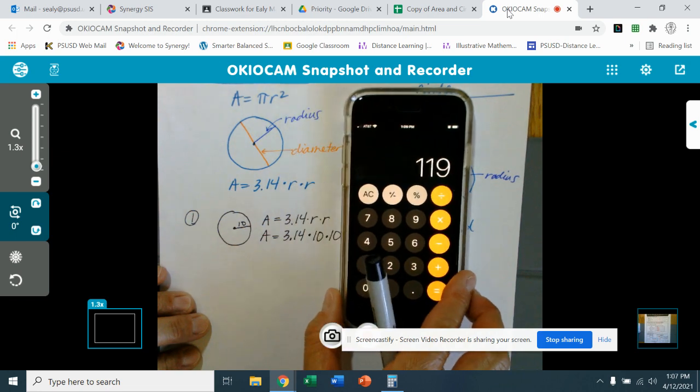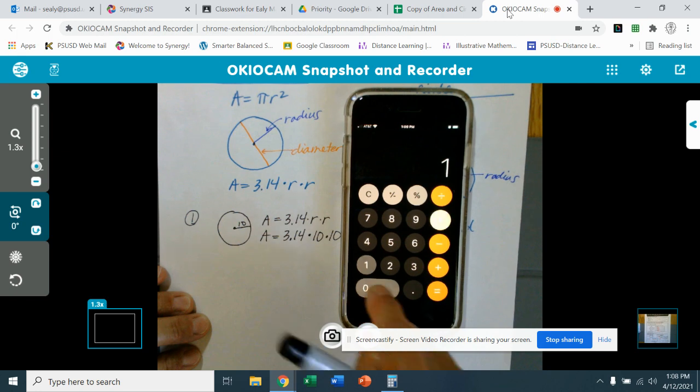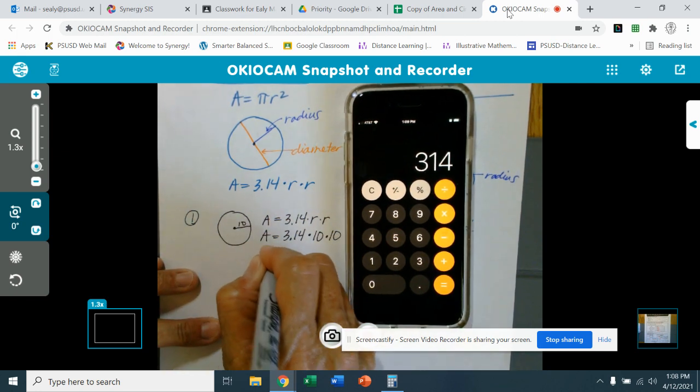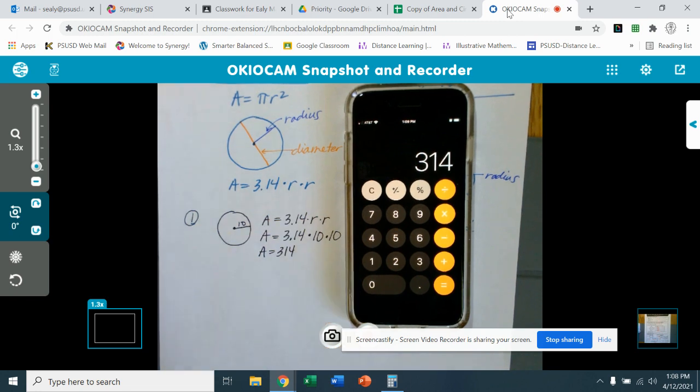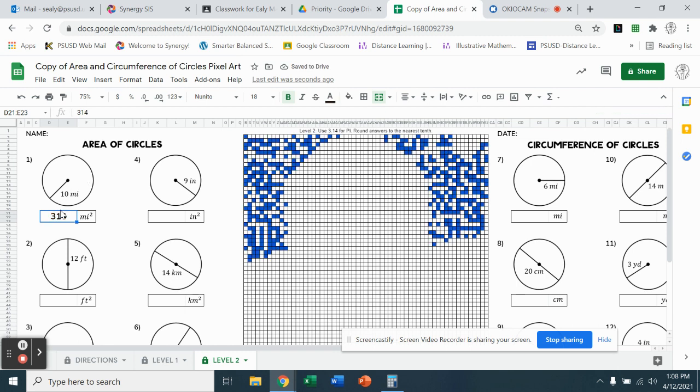So I am going to use my calculator. I'm going to do 3.14 times 10 times 10. Ta-da! And I get my area is 314. Now, I don't have any decimals or anything like that, so I don't have to worry about rounding on this one. So my first answer here is going to be 314, and I hit enter. If it's correct, it's going to turn black in this box, and then the picture will start to show up. So let's do one more. Let's do number 2.